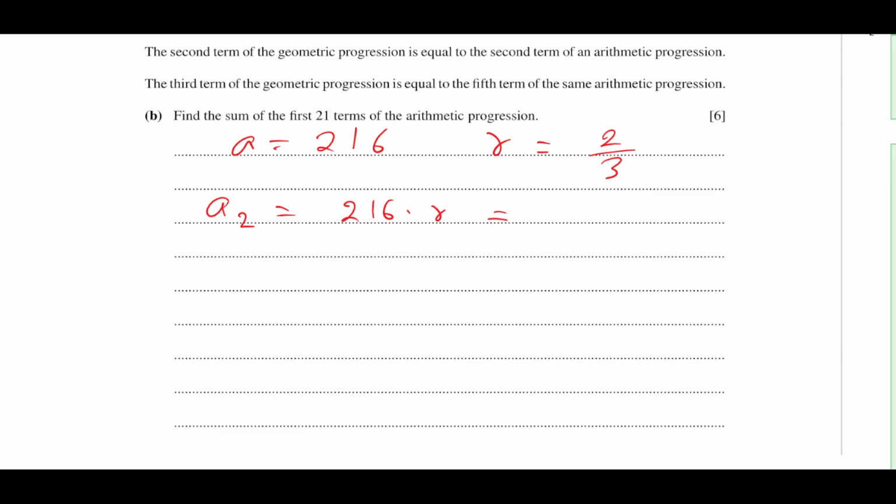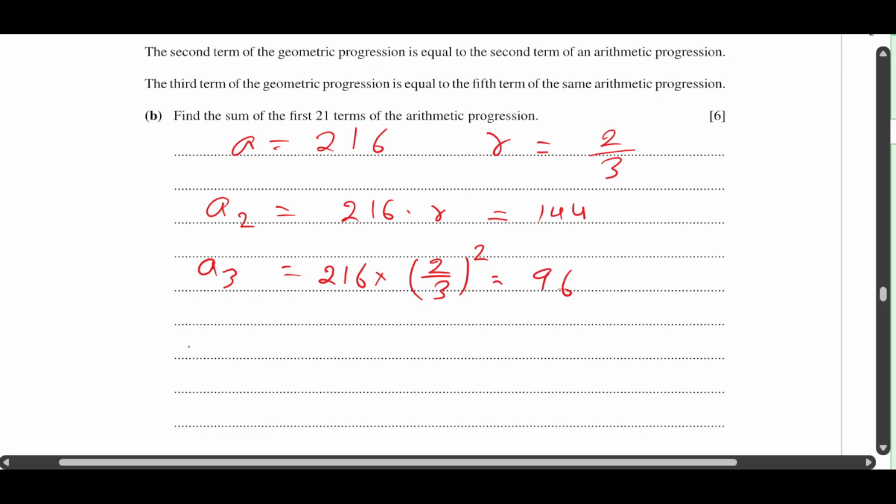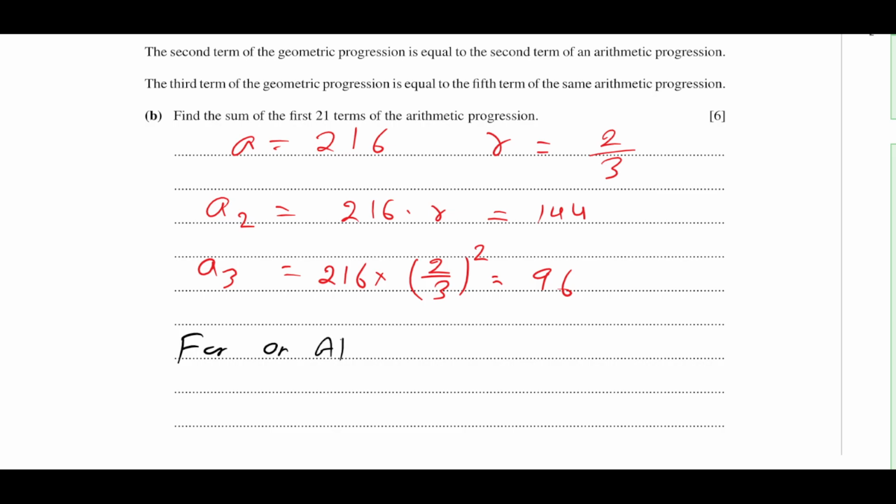So this is equals to 216 into R, what is it? 2 divided by 3 gives 144. A2 and A3 is 216 into 2 by 3 whole square. So this 144 is again multiplied by 2 divided by 3. So 96. Now it is given that the second term of the geometric progression is equal to the second term of arithmetic progression. So for an AP, second term is 144 and fifth term is 96. Find the sum of first 21 terms.